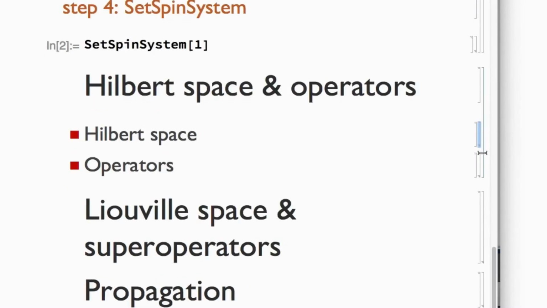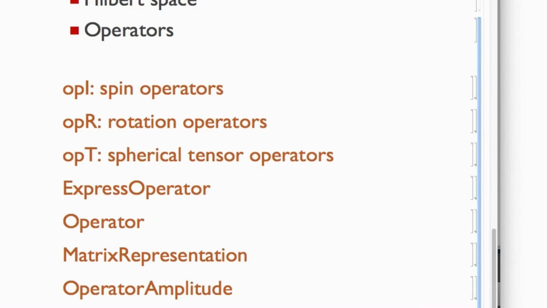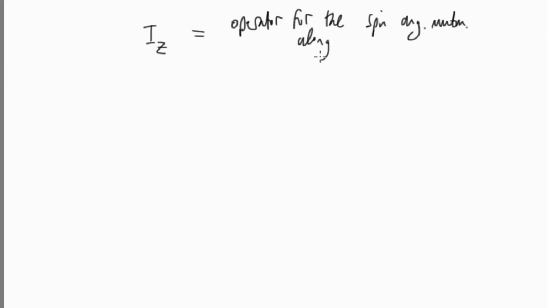Now let's look at spin operators. We've already seen one of the most important spin operators in magnetic resonance, which is called Iz, the operator for the spin angular momentum along the z-axis. And of course there are three similar spin operators which represent angular momenta along the three orthogonal axes. A great deal of NMR theory is concerned with the properties of these operators.